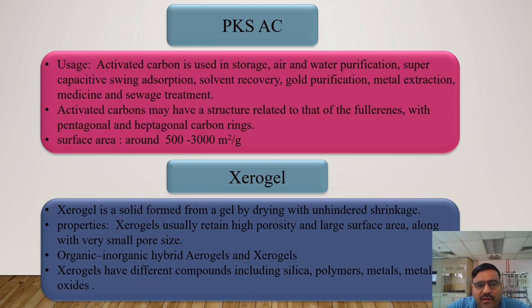Palm kernel shell activated carbon is used in gas storage, air and water purification, supercapacitors, pressure swing adsorption, solvent recovery, gold purification, metal extraction, medicine, and sewage treatment. Activated carbon may have a structure related to that of fullerenes, with pentagonal and hexagonal carbon rings. Surface area is around 500 to 3000 square meters per gram.